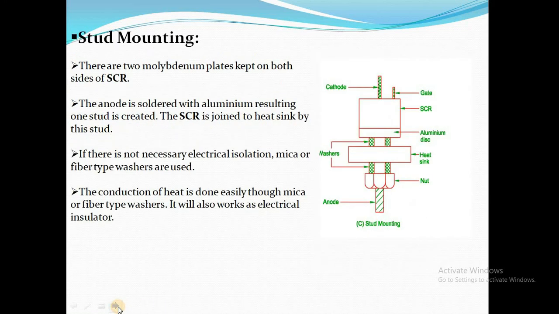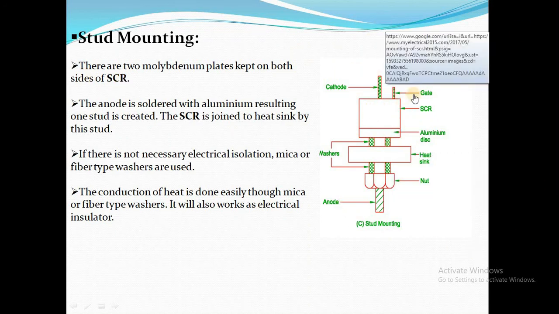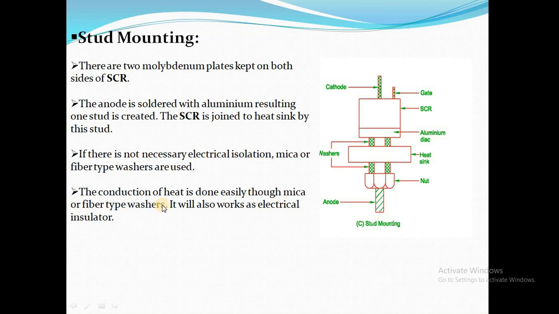Next is stud mounting. In stud mounting, two molybdenum plates are kept on both sides of the SCR. These are the plates kept on the SCR. The anode is soldered with aluminum, resulting in one stud being created. The SCR is joined to the heat sink by this stud. This is the stud construction to which a heat sink is attached for the SCR connection, and such connections are used for very high power applications.